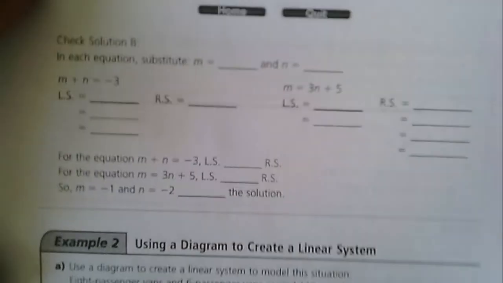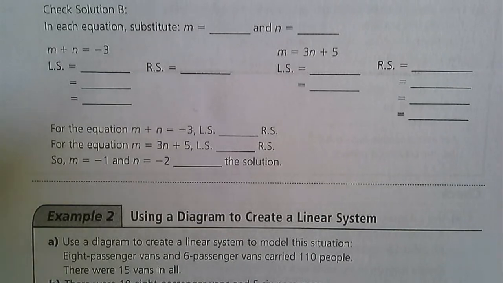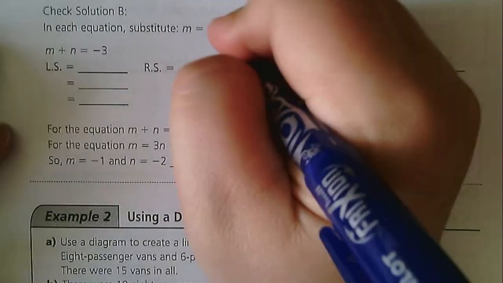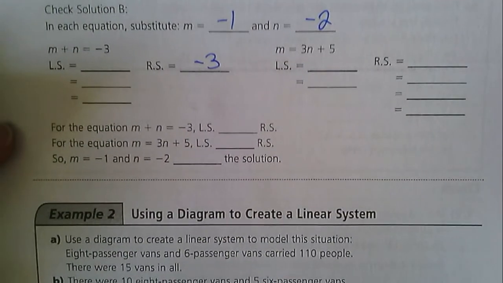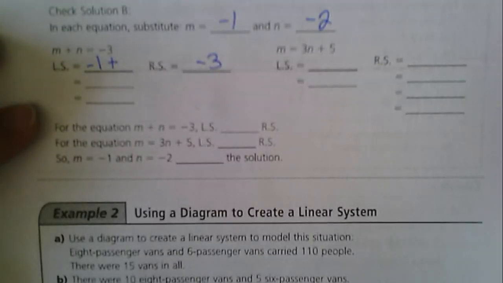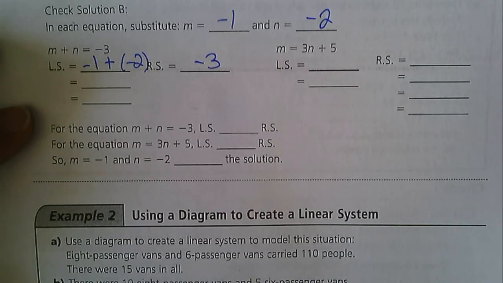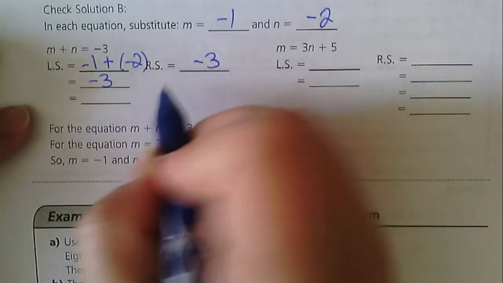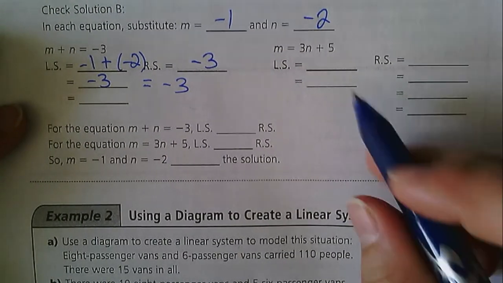So let's finish off the next one. We're going to do solution B here. For solution B on the previous page, for m, they told us to substitute -1, and for n, they told us to substitute -2. So let's work through and see what we get for an answer. Right side here is -3, that doesn't change. So we have m, which is -1, plus n, which is -2. -1 plus -2 equals -3. So -3 equals -3. Let's try the other equation.